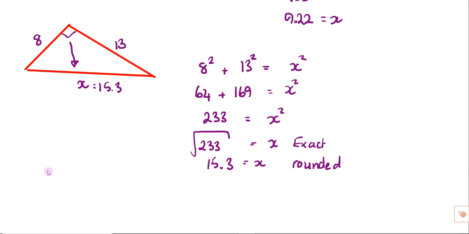So on your calculator, you've probably got an x squared button or something like it, and above it you'll have a square root button. It's in blue. And then just put the number in.